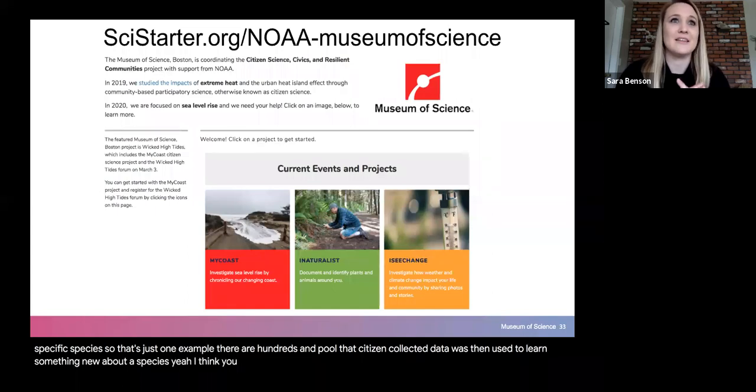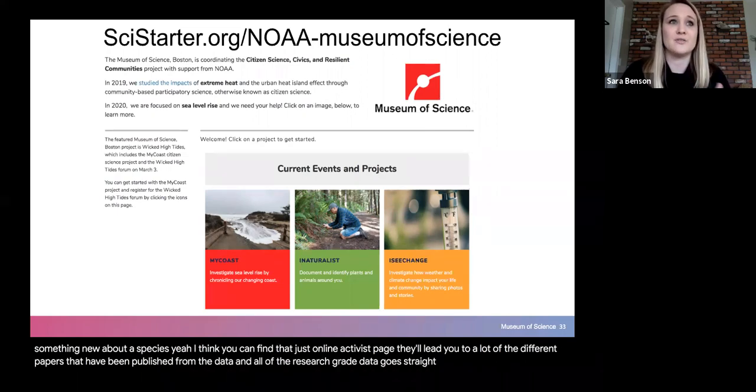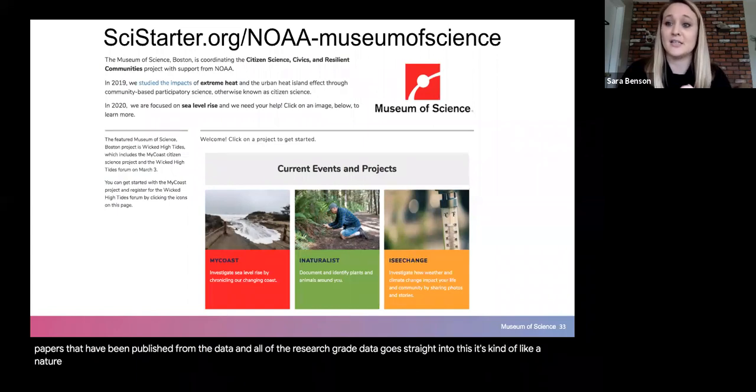I think you can find that just on the iNaturalist page, though it'll lead you to a lot of the different papers that have been published from the data. And all of the research grade data goes straight into this, it's kind of like a nature encyclopedia where scientists can grab the data from.